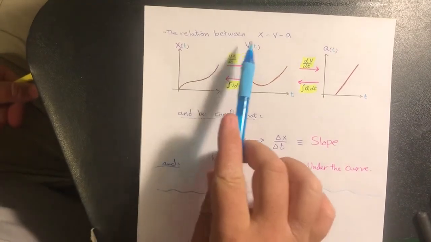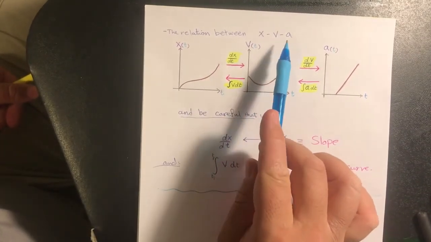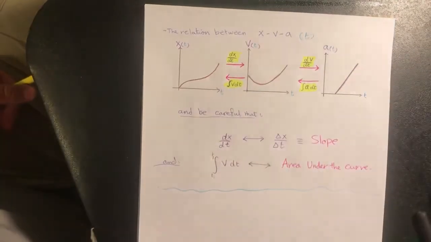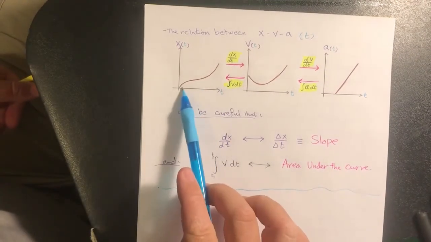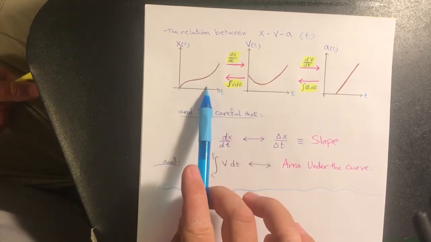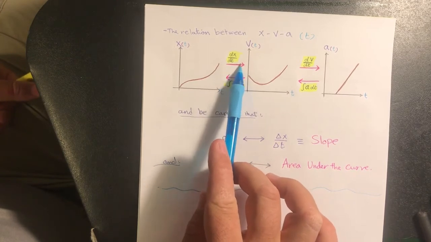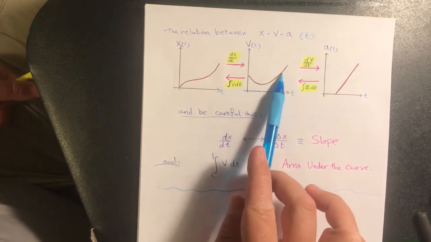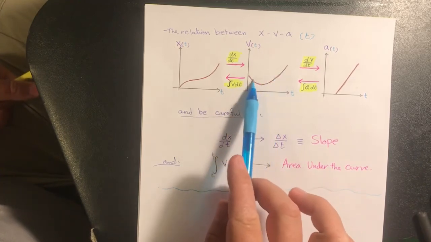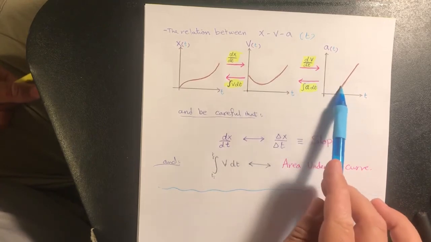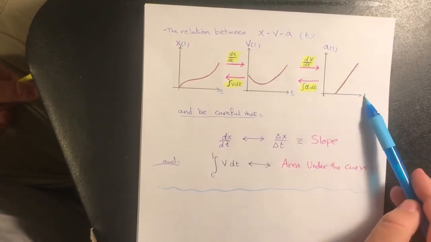We have a relation between x, v, and a, the acceleration. All of them are functions of t. For example, if you have this function in x, if we derive it with respect to t, it will give us the function of velocity or the speed with respect to time. If we derive it again, it will give us the function of acceleration with respect to time.